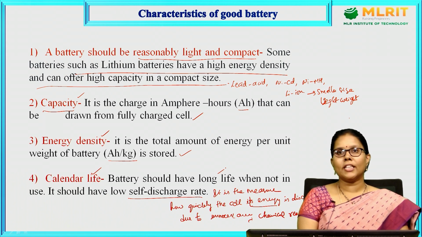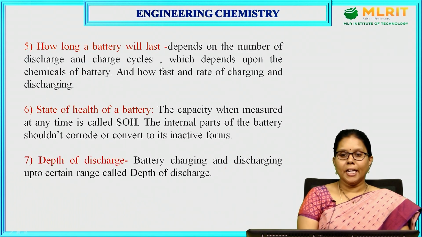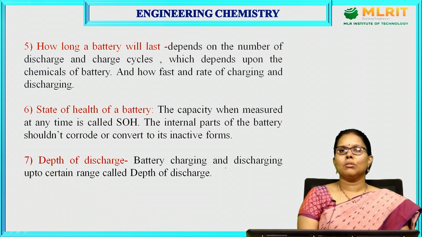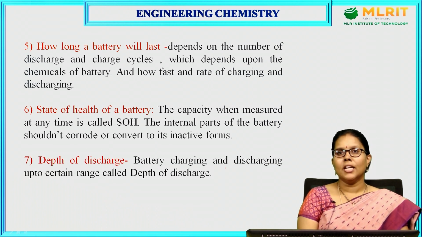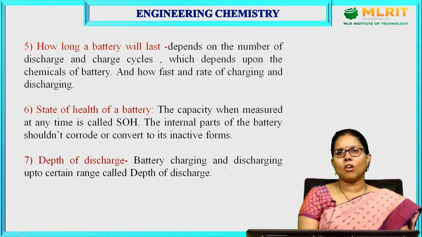Let us move to the next characteristic. How long will a battery last? It depends on the number of discharge and charging cycles. A battery having 2000 cycles of discharging and charging will last for about 5.5 years. It's a very good battery. If it lasts 5.5 years, the battery is said to be good.